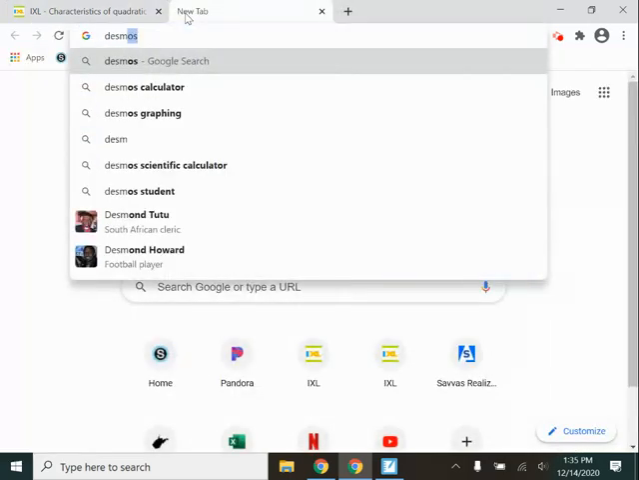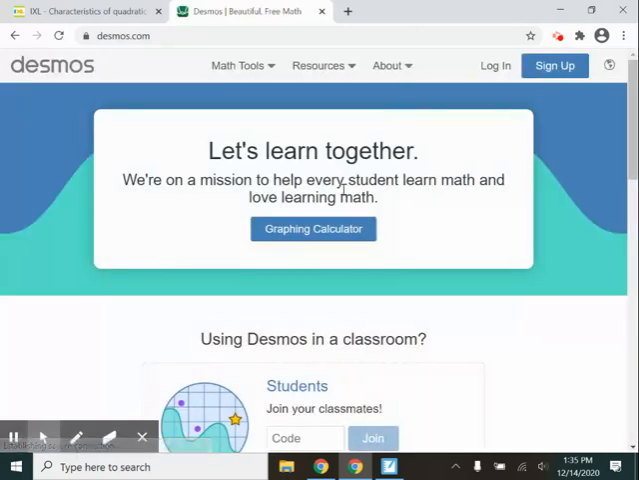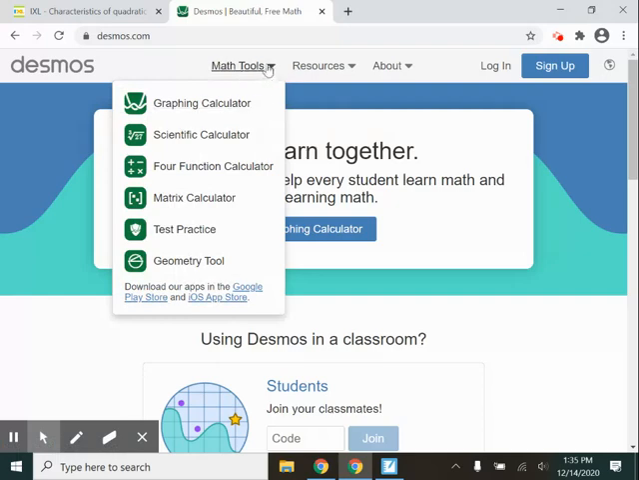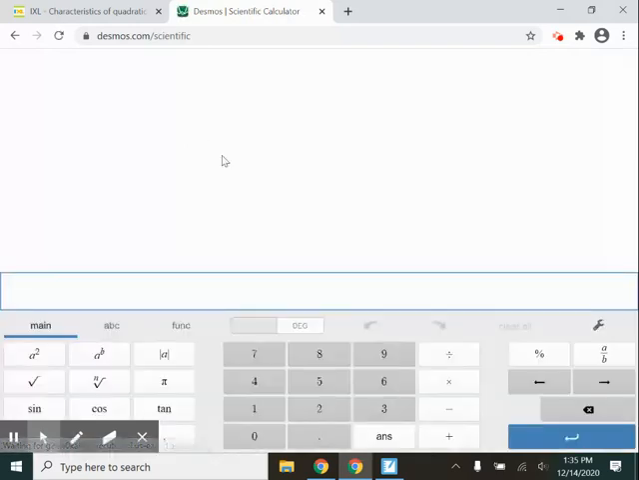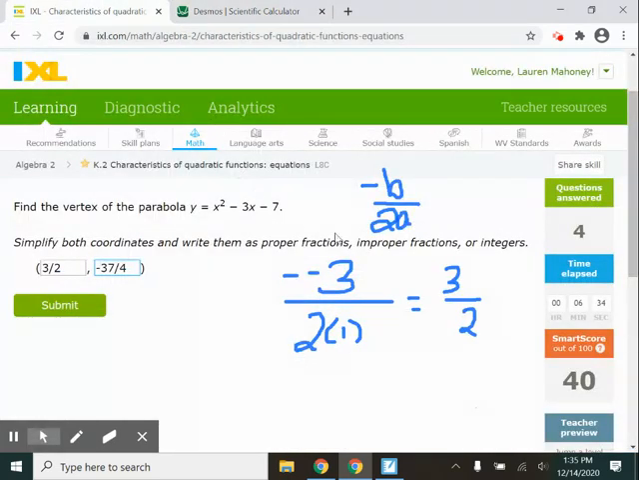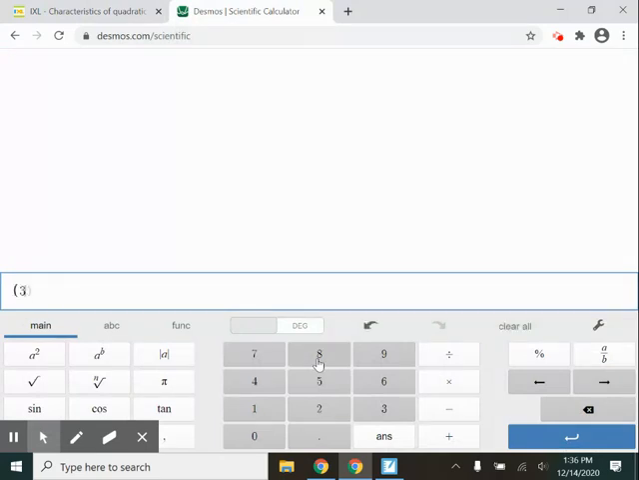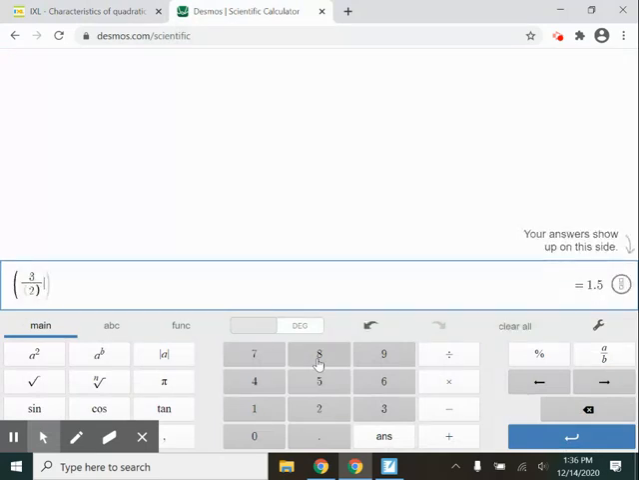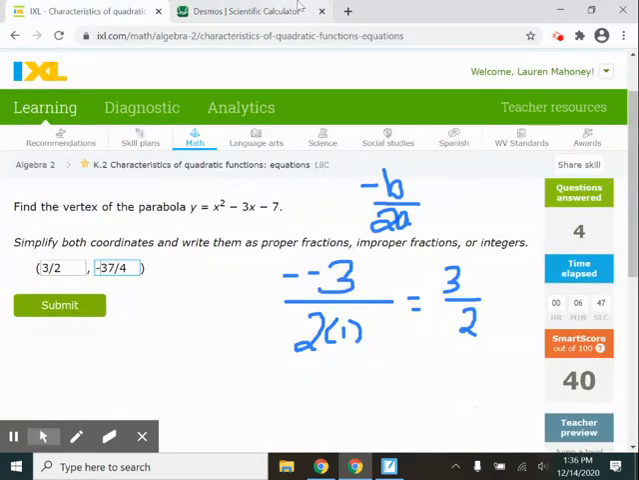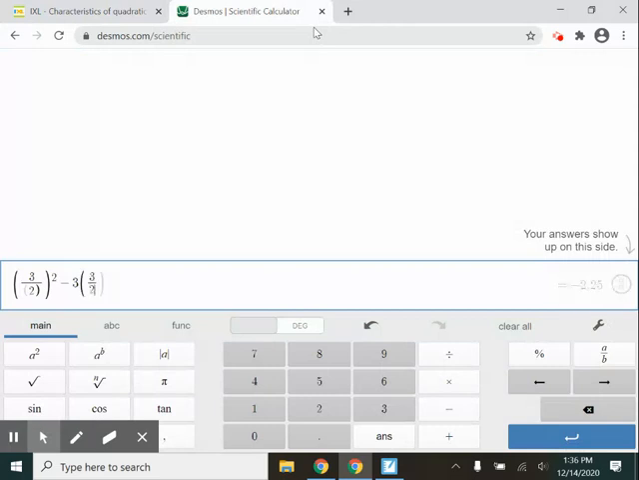You can do this again on Desmos, and I'm going to bring that up right now so you can see what that looks like. So if we go to Desmos, we don't necessarily want the graphing calculator. We just want a scientific calculator, and you can see up here at the top, we can do scientific. So if we want to do this, we were putting 3/2 everywhere that there was an x. So that's going to be 3/2 and then squared.